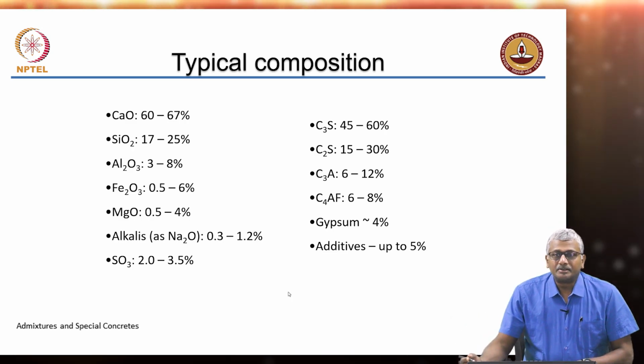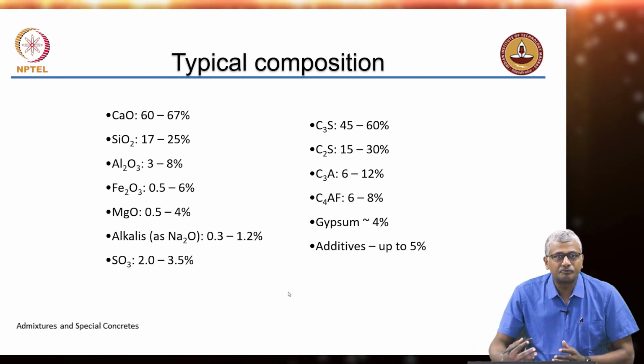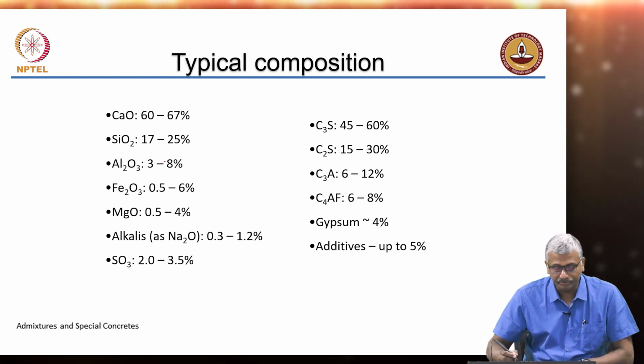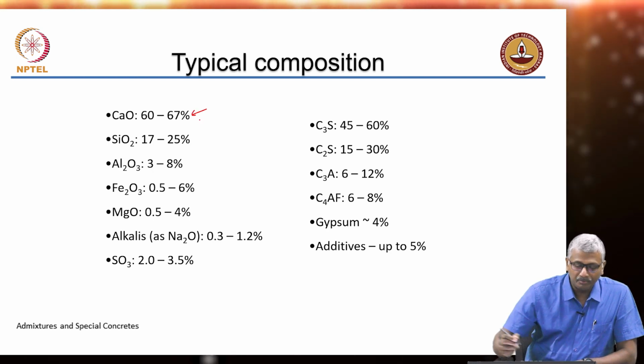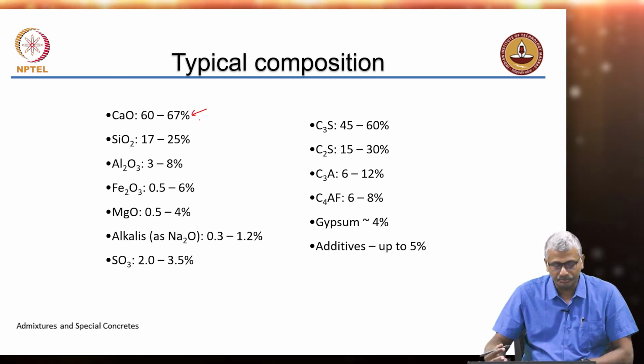Yeah, so in terms of composition, cement is composed of a few major oxides like calcium oxide, silicon dioxide, aluminum oxide, and iron oxide. As you can see, the primary composition of cement is in terms of lime or calcium oxide. We have nearly 2/3 of cement composed of calcium oxide.